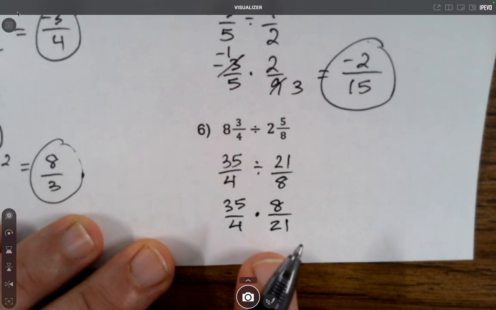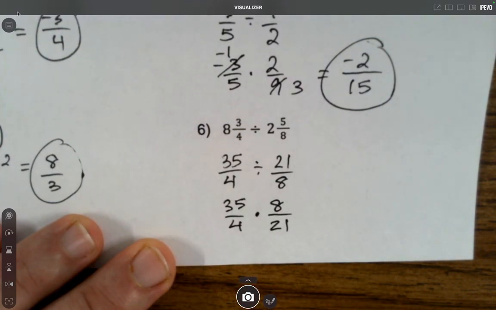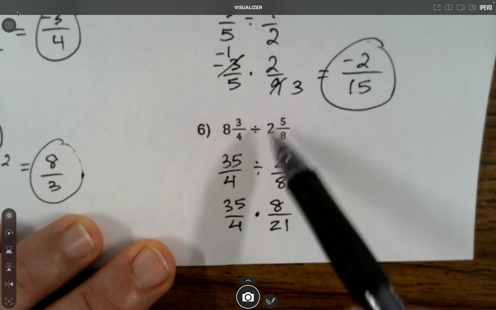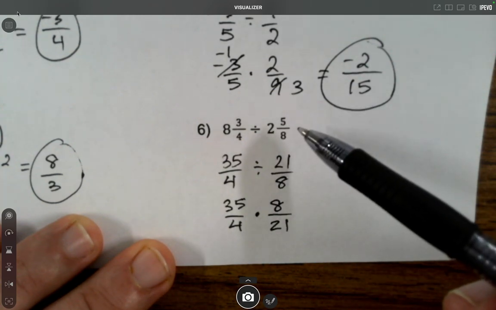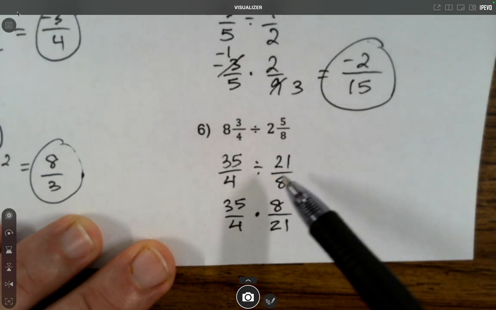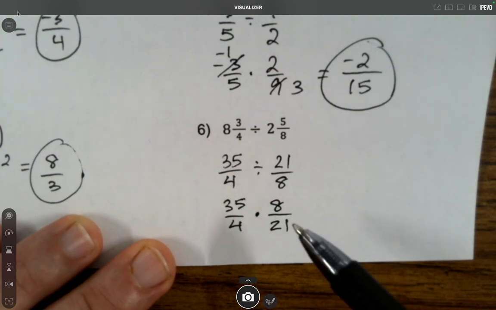And one small note here, there are some questions on your homework and maybe also on quizzes and tests, I can't remember, but I know there is on homework, where it'll just ask what's the reciprocal. You can't find the reciprocal easily when you have a mixed number. So if they give you 2 and 5/8, you can't just flip it and say 2 and 8/5. That's not the reciprocal. Convert it to an improper fraction first, then flip it to find the reciprocal.